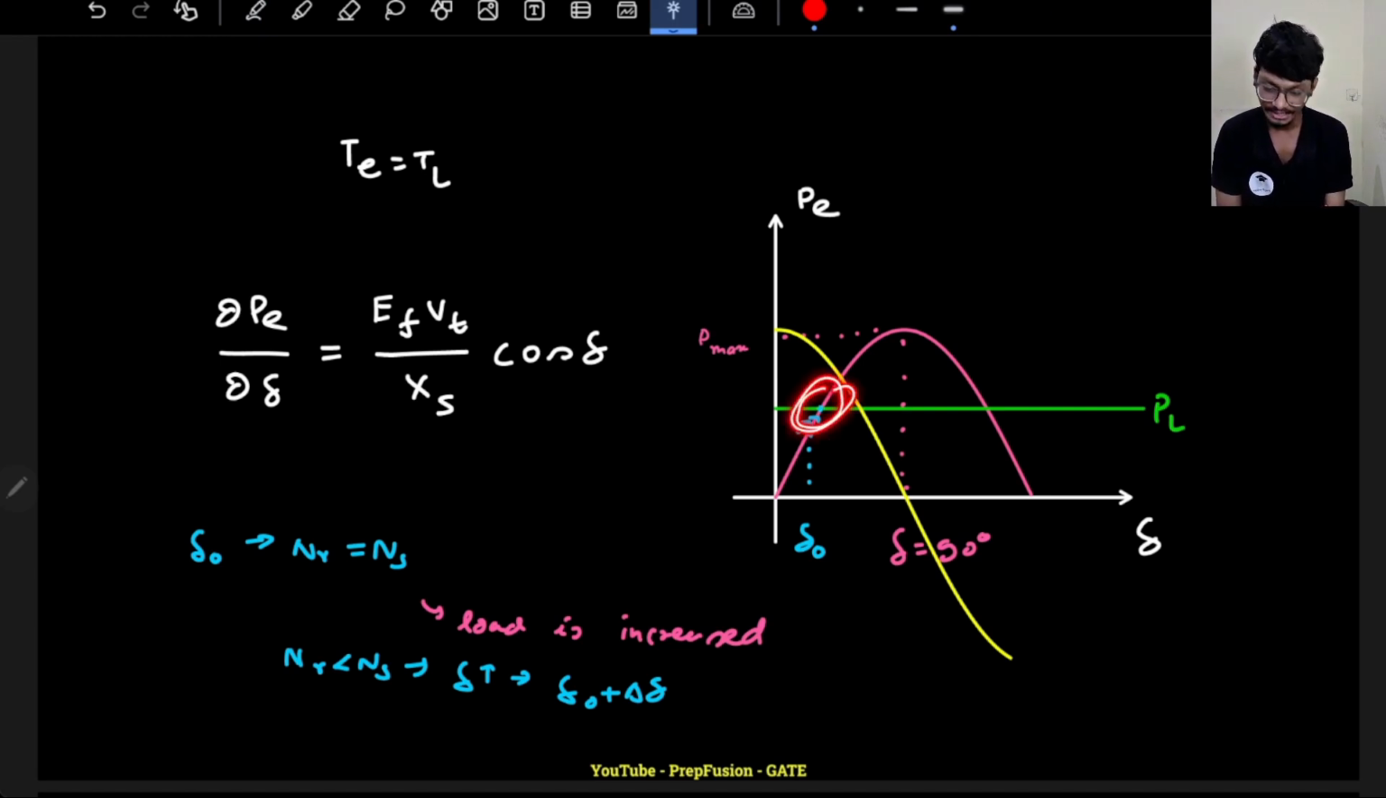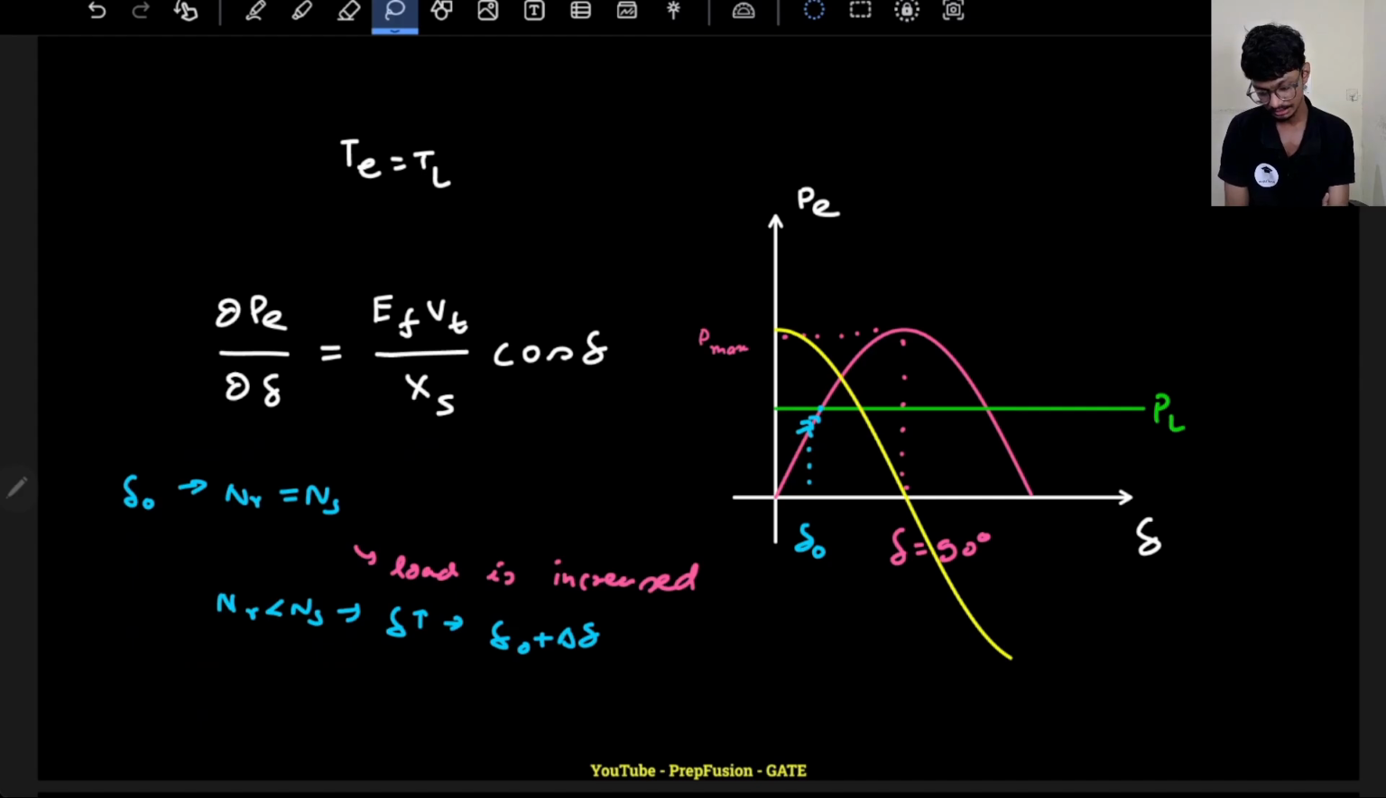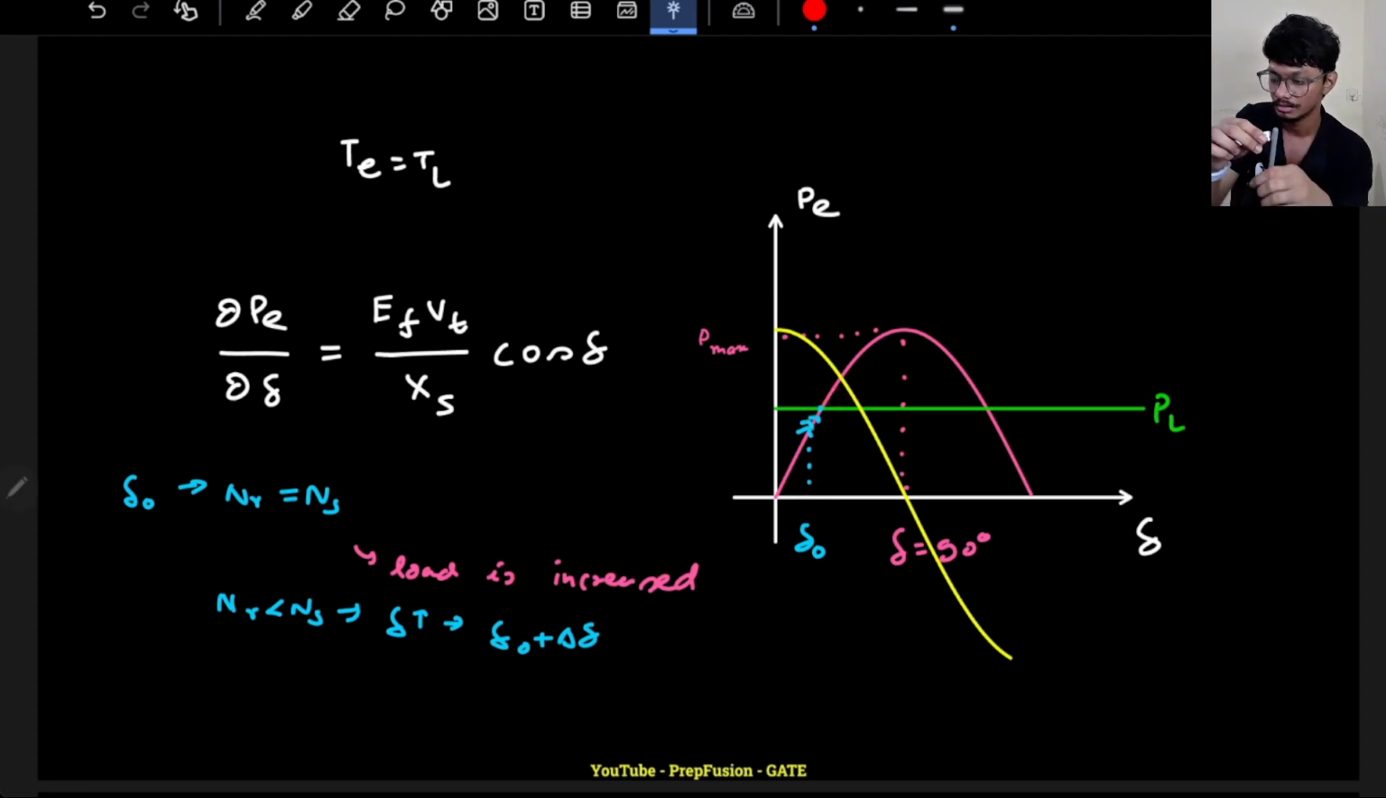Now will it be stable here? That is the important question to ask. If delta naught is increasing, that means the NR speed is still lower, right? So it will reach here, because delta value is increasing. This was rotating with speed ns, and this is stationary for a split second, a microsecond. So delta suddenly increased.